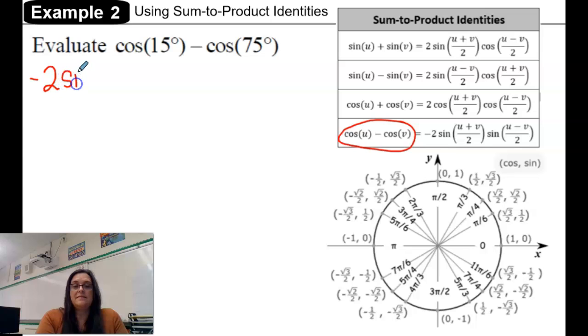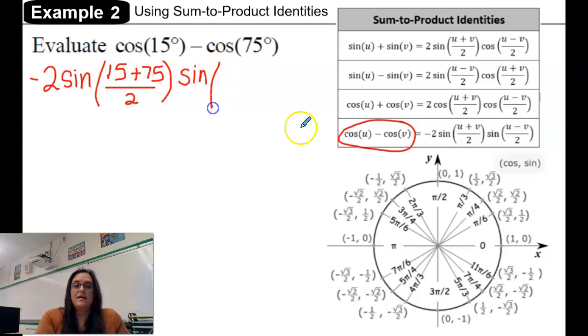times the sine. And then the argument of that function, we add the angles and divide by 2. So we'll take 15 degrees plus 75 degrees divided by 2. And then that's times the sine. And then the argument of that function is to subtract the angles and divide by 2. So 15 degrees minus 75 degrees, all divided by 2.